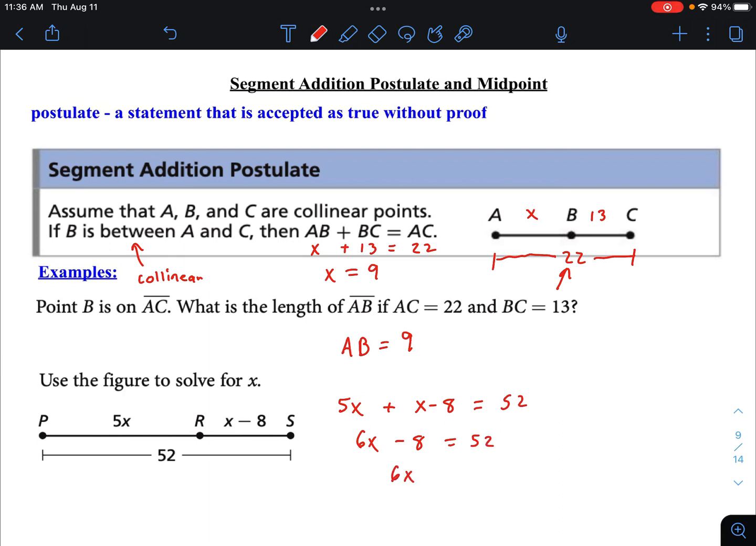Add 8 to both sides. We've got 6x equals 60. And then divide by 6, you get x equals 10. And that's what they wanted to know on this problem. They want to know what x equals, so x equals 10. Again, we solved that through the segment addition postulate. Remember, a postulate is something accepted as true without any proof.